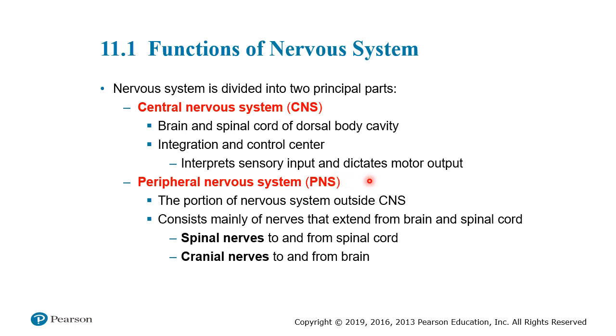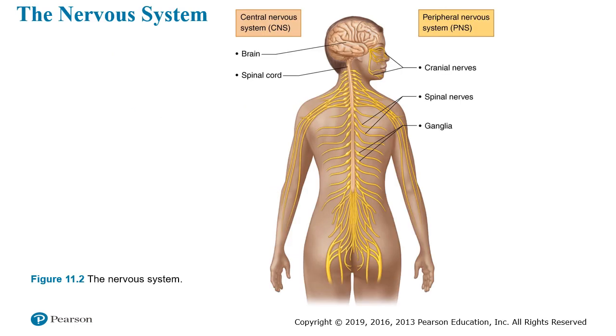And then your peripheral nervous system, that has to do with everything outside of the CNS, right? Now with the peripheral nervous system, you're going to have spinal nerves, and they come and go to the spinal cord, and you also have cranial nerves that go straight from the brain. Okay? So you have different types of nerves that come from the CNS that go to the peripheral nervous system. Okay. So here's just a picture of what the central and peripheral will look like in general.